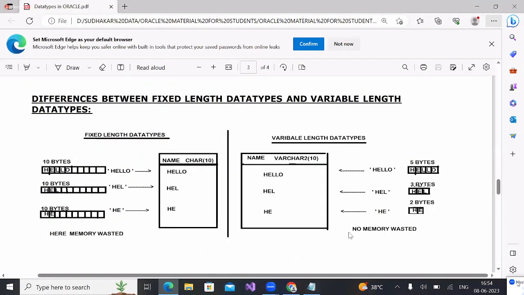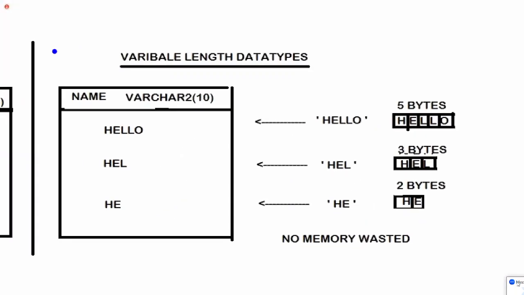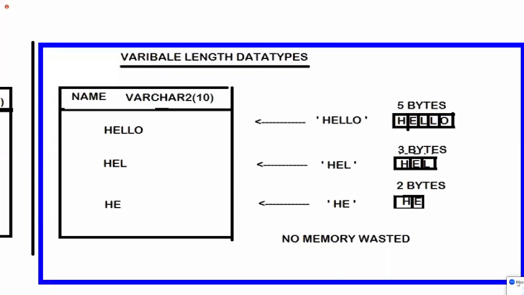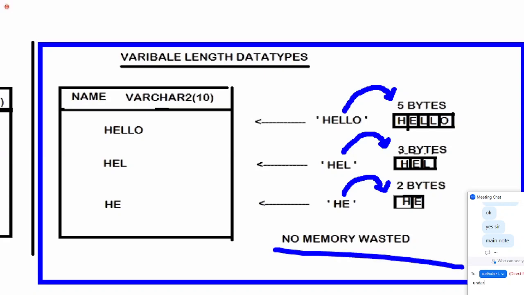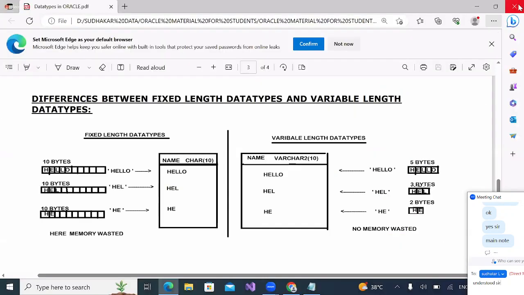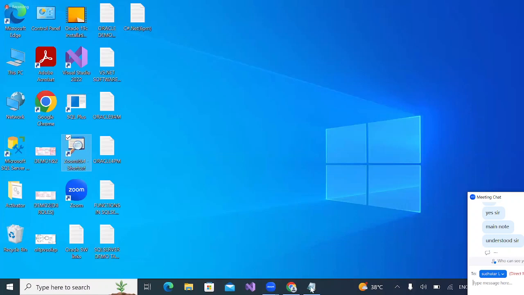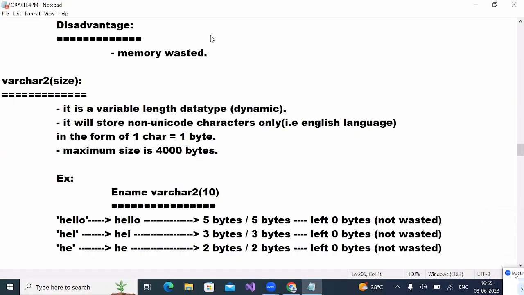But come to the variable length data type, dynamic nature. See, for hello, it allocates 5 bytes. 5 bytes are exactly occupied. There is no wastage. Here 3 bytes exactly occupied. There is no wastage of memory. Here 2 bytes exactly occupied. There is no wastage of memory. So no memory is wasted. So these are the differences between char and varchar2.